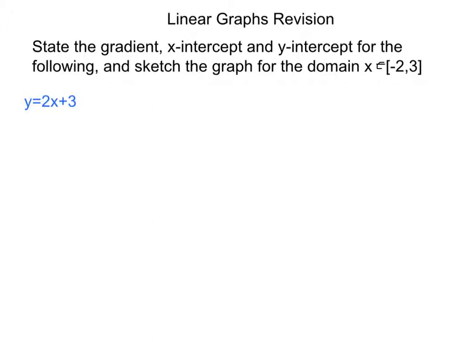So this first one here, firstly for the gradient, m, m is equal to the coefficient of x. So in this case, the gradient is just equal to 2, which if you wanted to write that as a rise over run will be 2 over 1. For the y-intercept, that's the last bit there, plus 3.